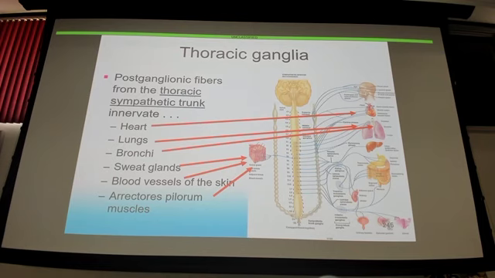The thoracic ganglia that leave the sympathetic trunk are still going to things above the diaphragm. It gets a little bit more confusing because it can still throw a fiber out to the heart, to the lungs, sweat glands, blood vessels, the skin, erector pili muscles that help the skin or hair stand up. So it's going to things, let's just say, more associated with the thorax region.